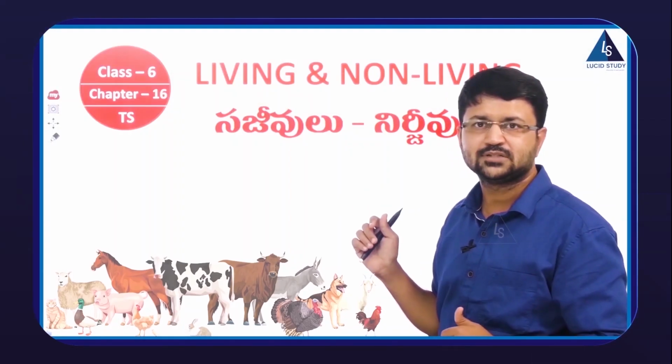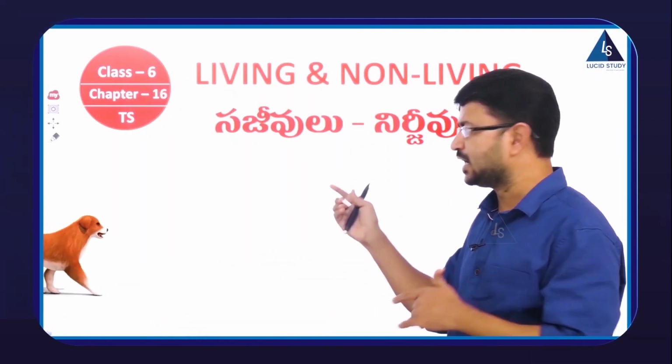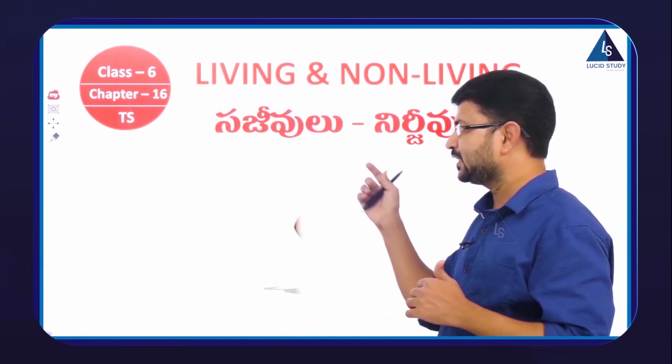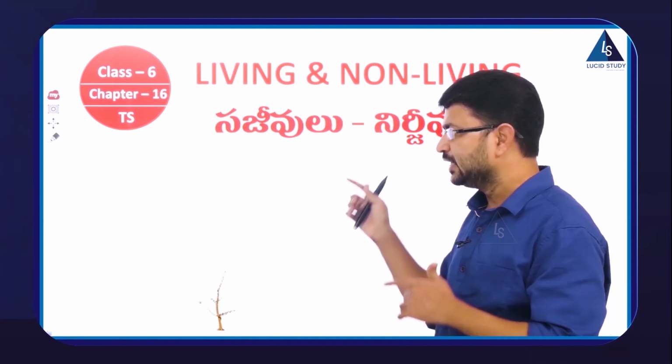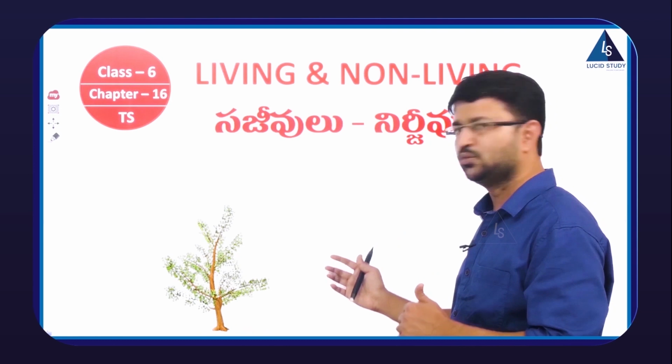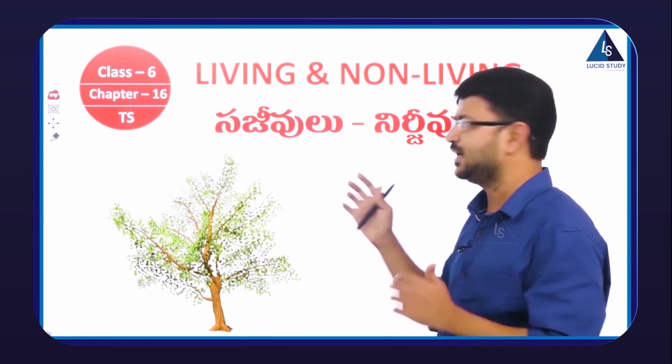Movement in the animals means what? See here, take the case of this dog. This dog can go from one place to another place. Now take the case of this tree. This tree can grow in size, but it cannot move from one place to another on its own.